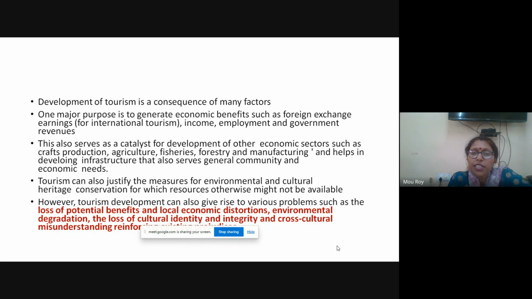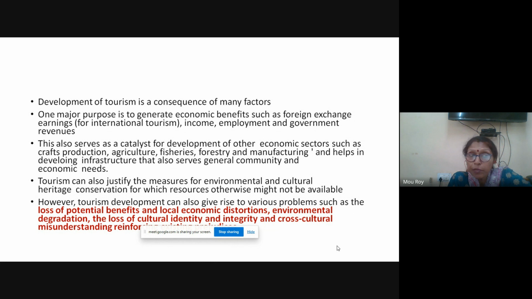So this all serves as a catalyst for the development of other economic sectors such as craft production, agriculture, fishery, forestry, manufacturing, and helps in developing the infrastructure. So it also serves general community and economic needs. So it has to justify the measures for environment, but on the other side, it should also justify the measures for environmental and cultural heritage conservation, for which resources otherwise, if not maintained properly, won't be available.